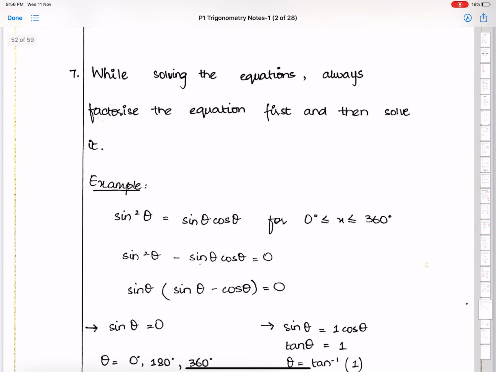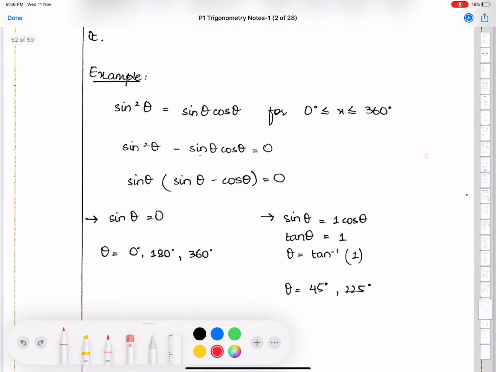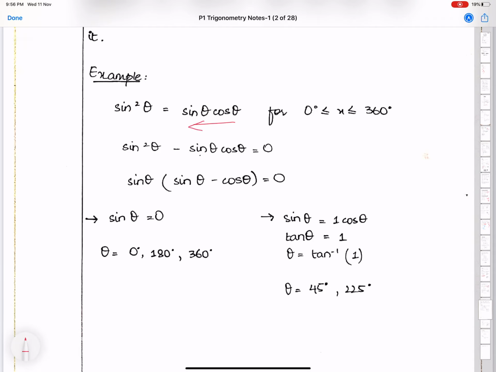While solving equations, always factorize the equation first and then solve it. See, never cancel these two signs. This is wrong. You can never cancel functions like this, because sine can take any value including 0, and if sine is 0, then this equation will be infinite. So always factorize the equations. Bring everything on the left side, take common, and then write either sine theta equal to 0 or this entire thing equal to 0. And then you know how to solve the equation.